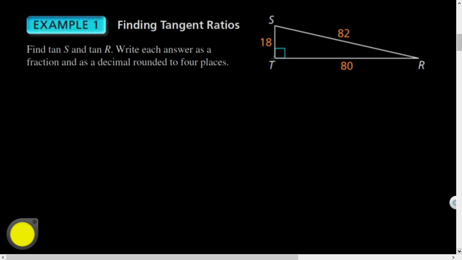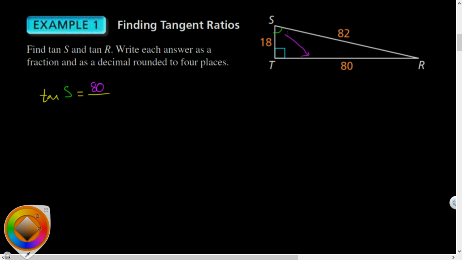Hooray! Okay, here we go. So find tan of S. Okay, so tangent of S, angle S, measured in degrees. So here's angle S right there. Which is the opposite for angle S? The opposite leg is going to be TR. So that's going to be 80 over the adjacent leg. Which is the adjacent leg? The 18. And I'm not going to be using the hypotenuse for tangent, okay?